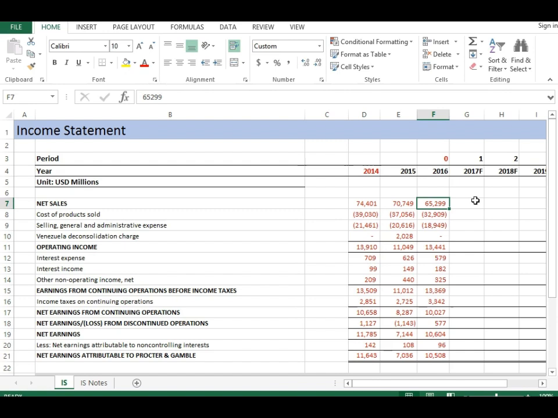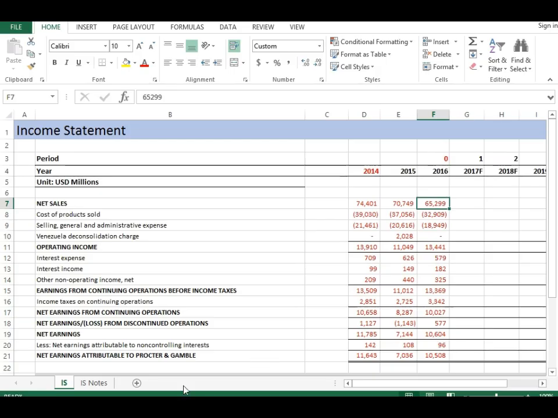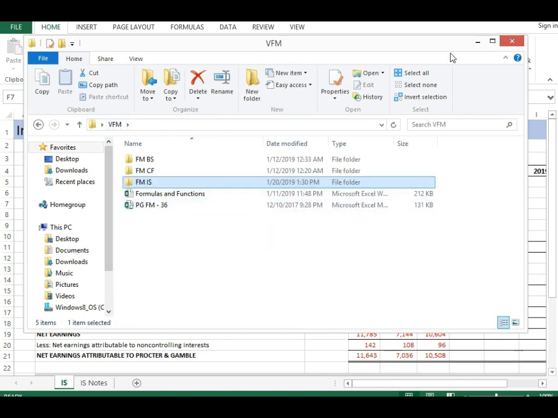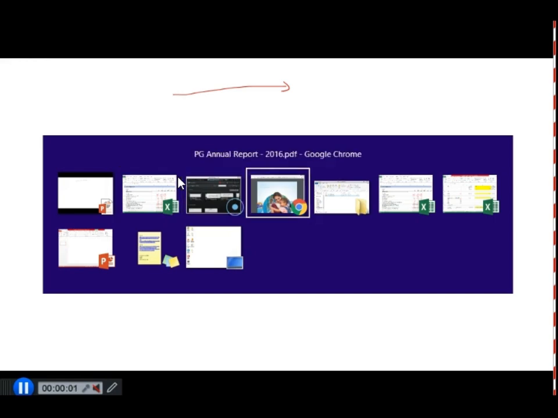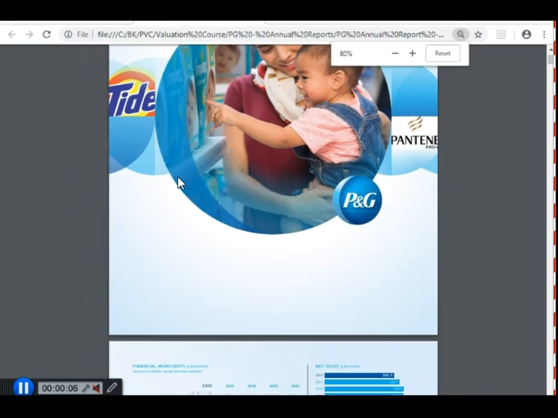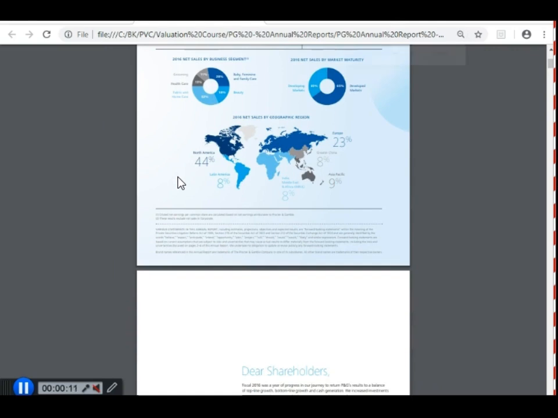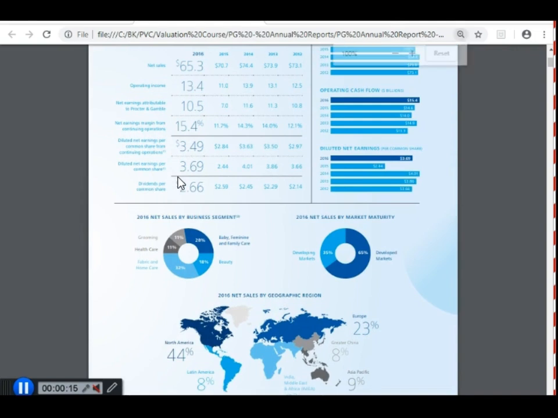And where do you find the breakup? The breakup is found in the notes. So you open the annual report again and go into the notes to find out the breakup of these specific items. So let me open the annual report for you so that we have it. Okay, so this is the annual report for Procter and Gamble, which I have downloaded from the Investor Relations website for 2016.